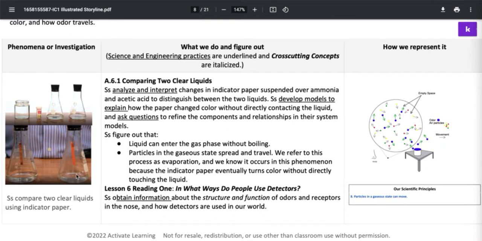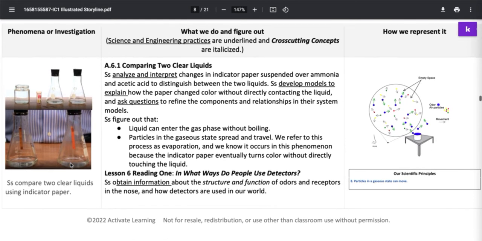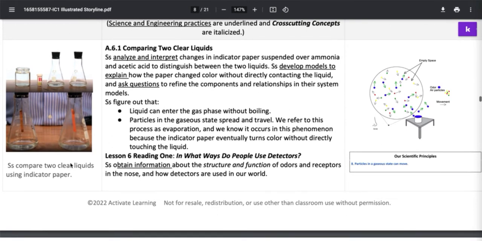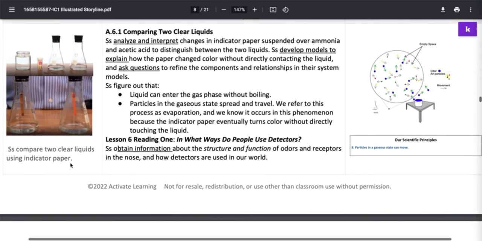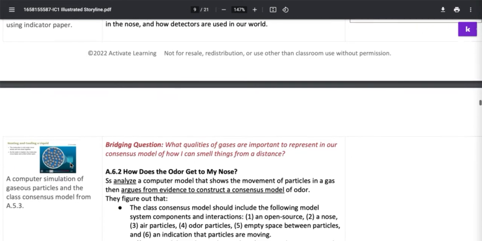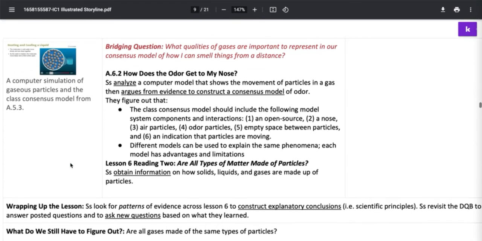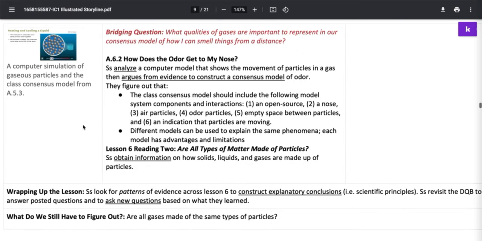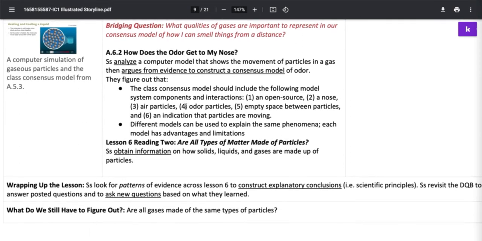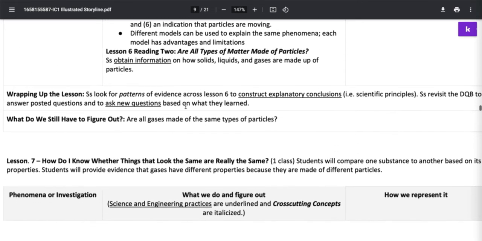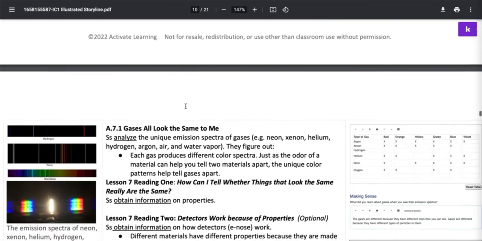And so you have this lab with ammonia and vinegar, and you are using pH paper to show that they change different colors. So even though they're both clear liquids, even though they both are clear inside the containers, the pH shows up as different. So there are different things that can be detectors that can tell us about the different particles that are actually in the air. It's a computer simulation. You can look at different states of matter, if I remember right. Looking at that. So just a different type of modeling activity.